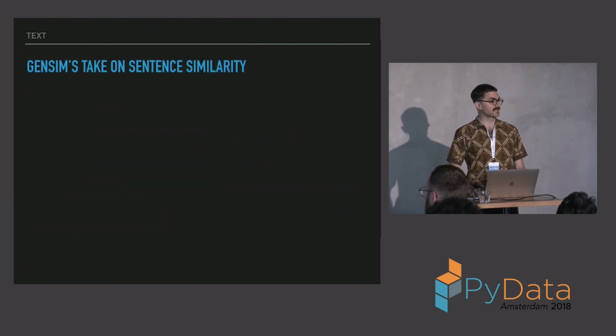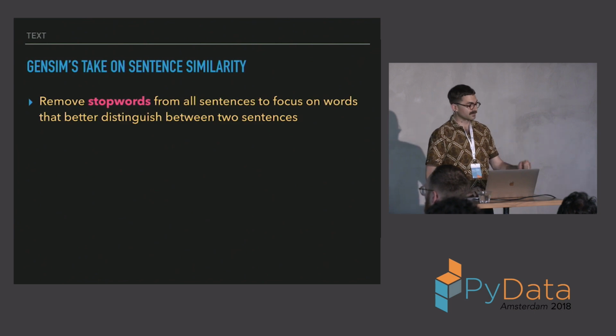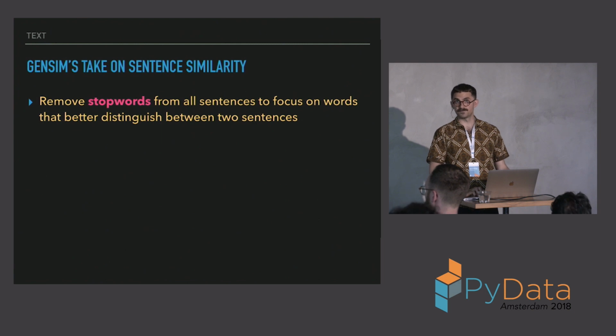And that's GenSim's approach to sentence similarity. To recap, first, remove all stop words from all sentences and focus on words that better distinguish between two sentences.